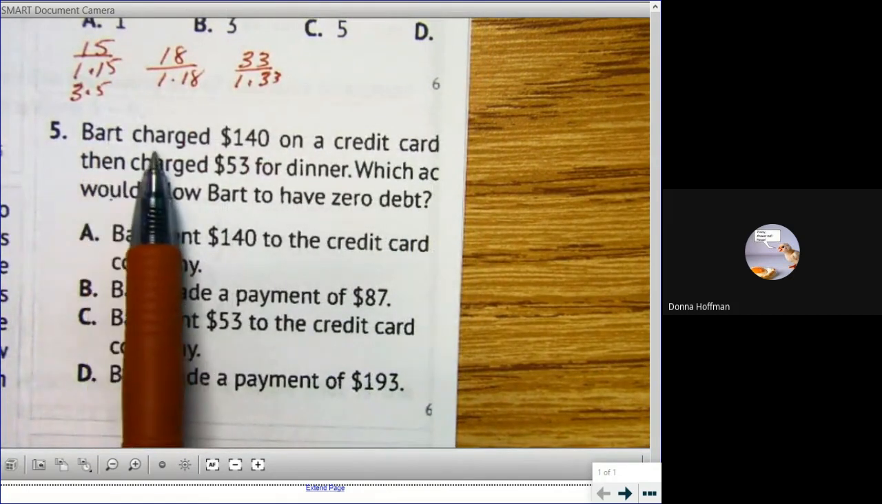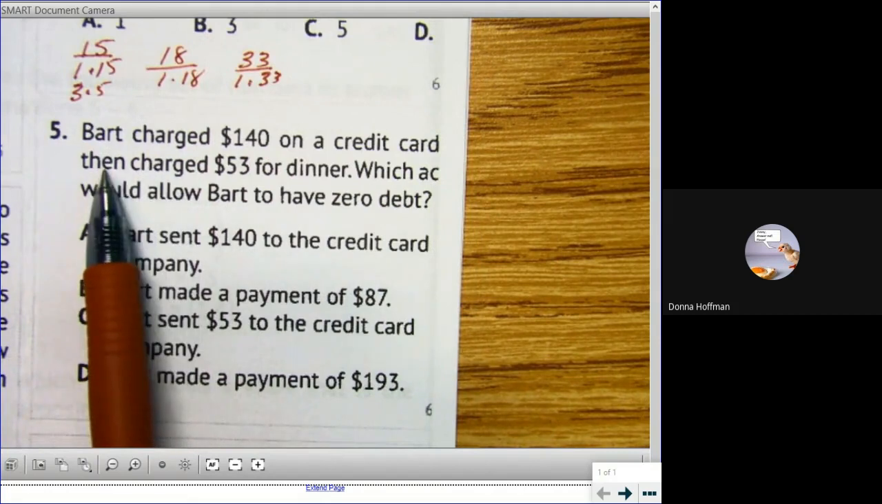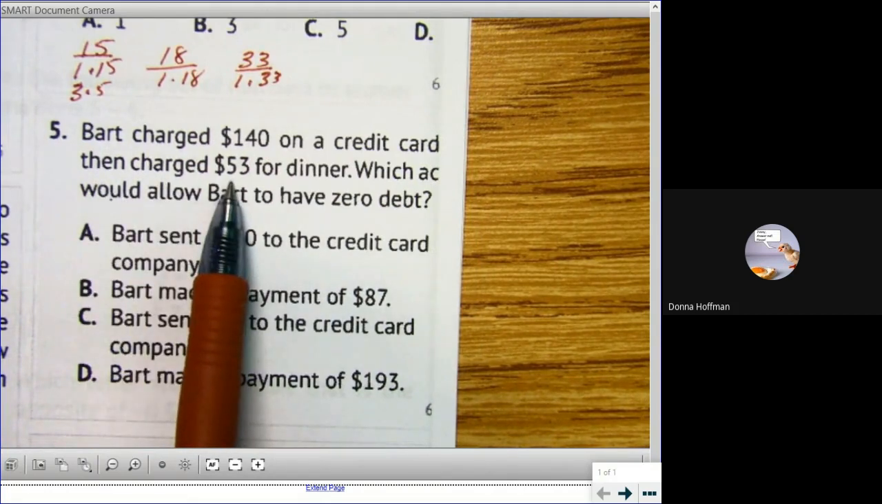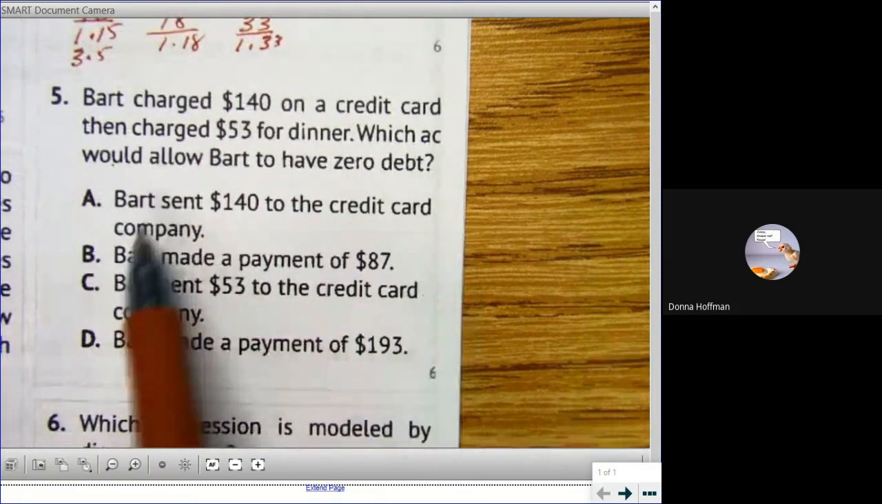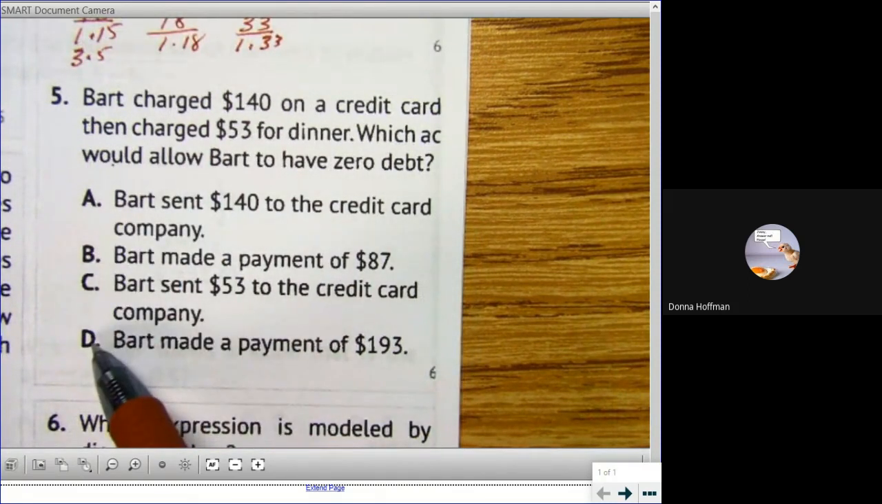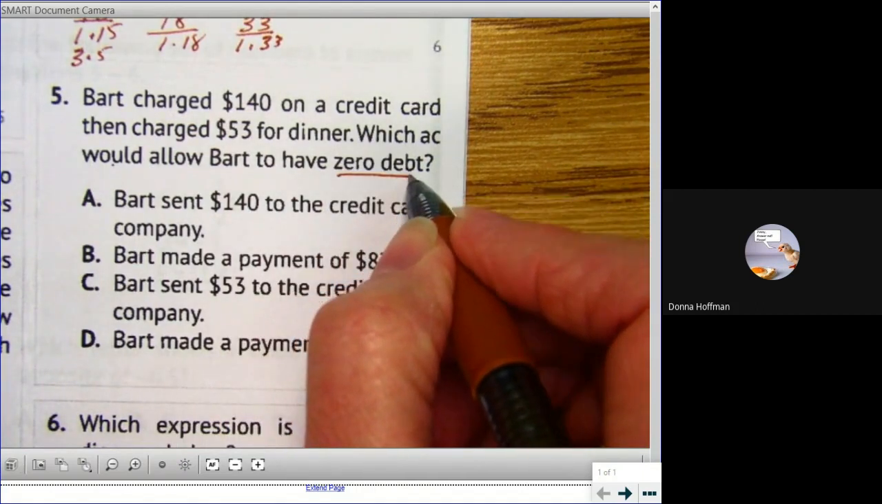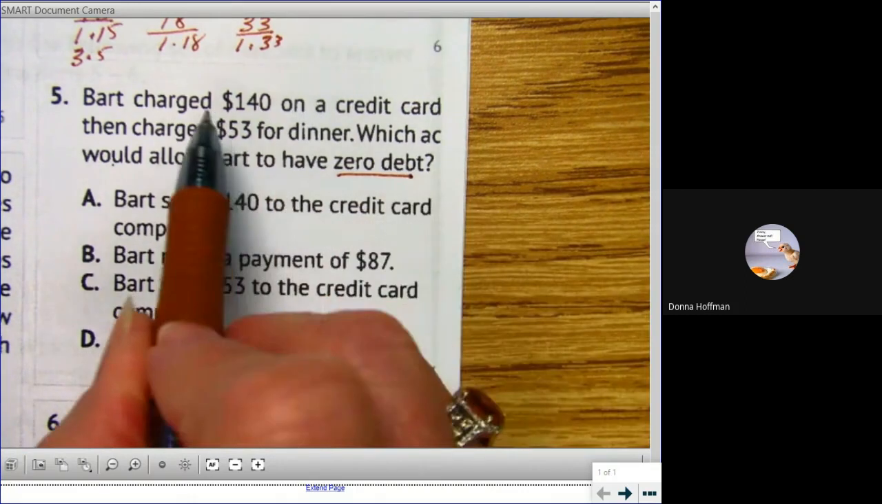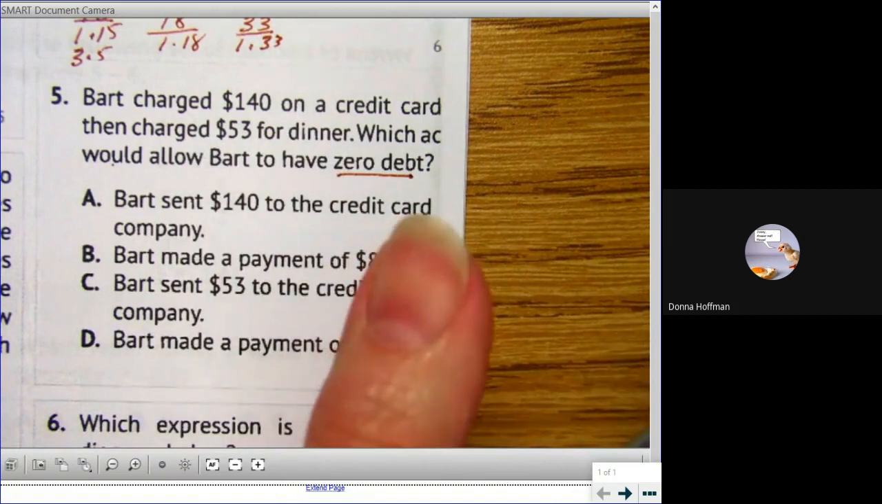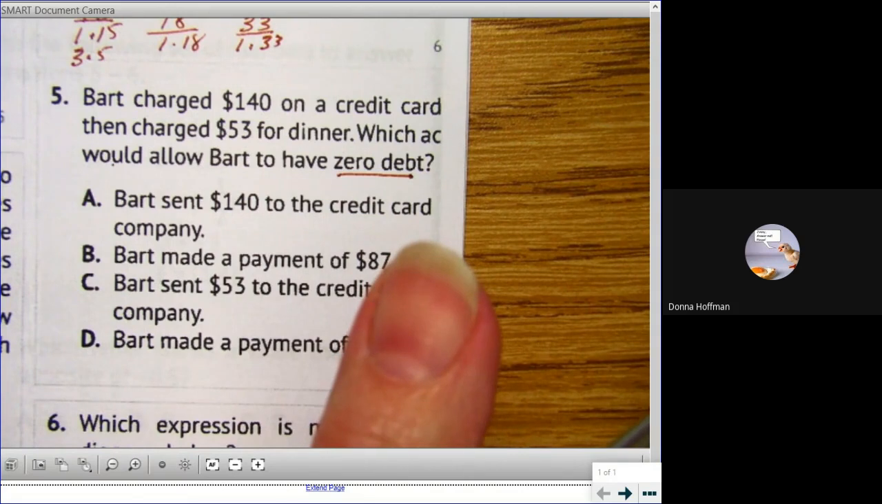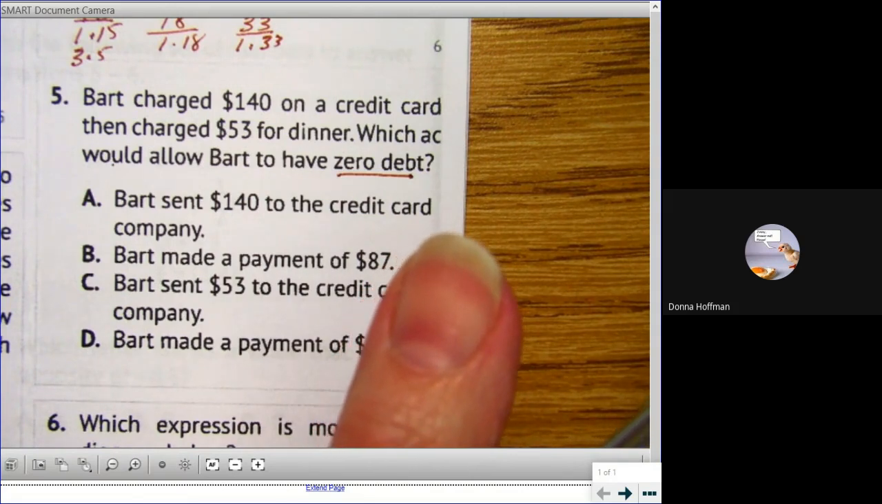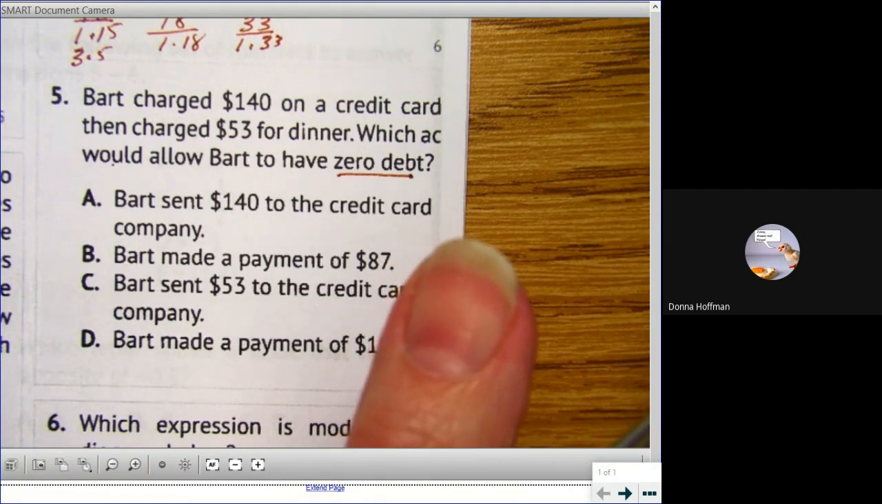Number 5, Bart charged $140 on his credit card. Then he charged $53 for dinner. Which A, B, C, or D would allow Bart to have a 0 debt? 0 debt means you owe somebody something and you want to get out of debt. You want a 0 debt. So think about this. You have a brand new credit card and you go and charge $140 on that credit card. And then you pay for dinner and you have another $53. So you have to think, how much do I owe these people, right?